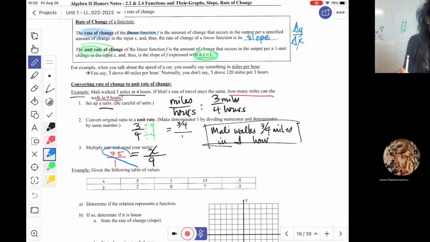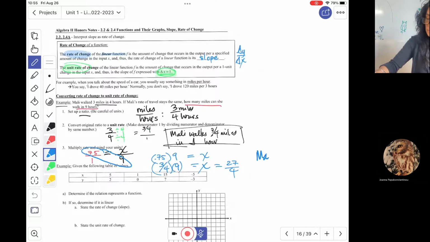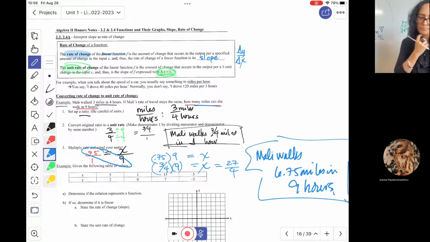So what does that mean? I multiply 0.75 times 9, or 3/4, right? Because that's equivalent. And that's going to equal 1 times x, which is x. So you could either multiply the decimal, or you could say 27/4, do the division, and how many miles does she walk in 9 hours? Yes, that is correct. So we have to answer the question in a sentence.